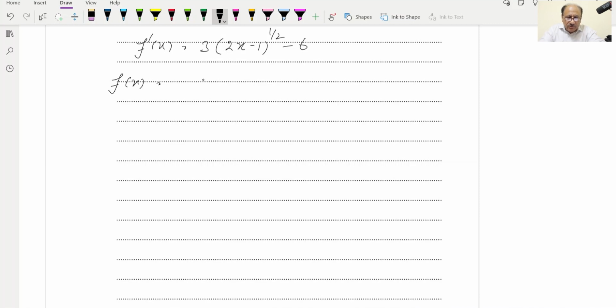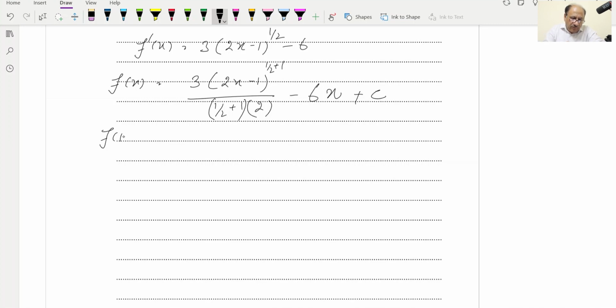After integration, this will be 3 into (2x minus 1) raised to 1 by 2 plus 1, divided by 1 by 2 plus 1, and into the derivative of the inner function, which is 2, so we write 2 here. Minus the integral of 6, which will be 6x, plus the integration constant c.